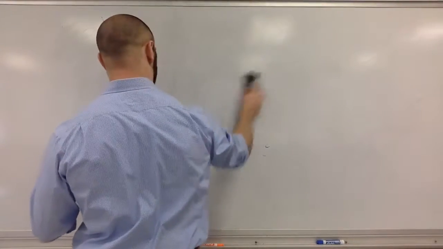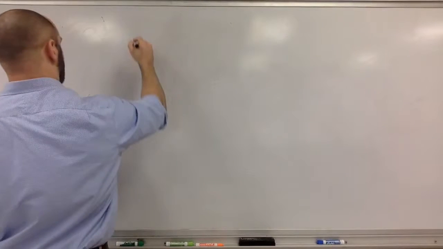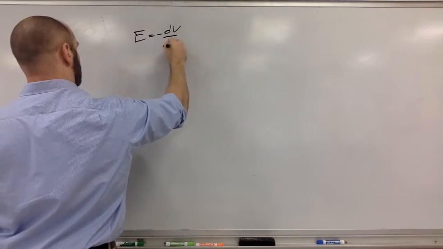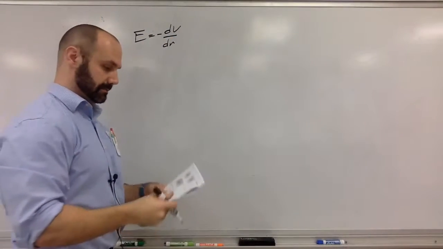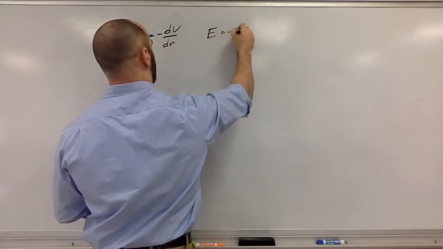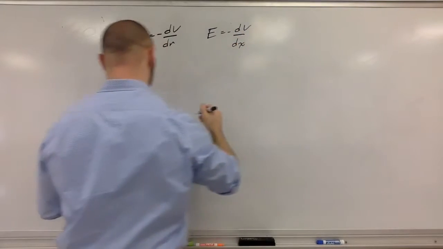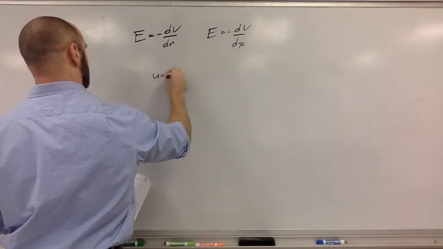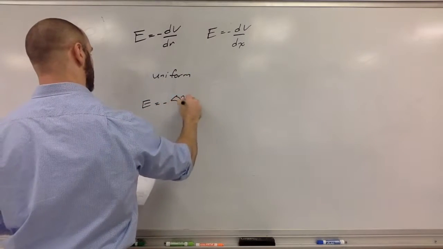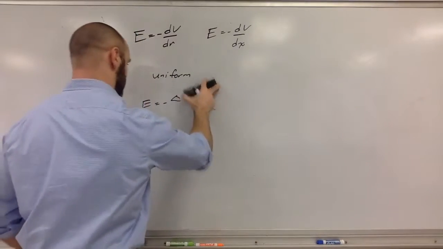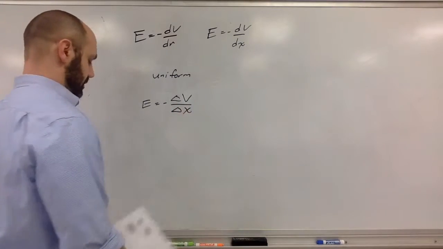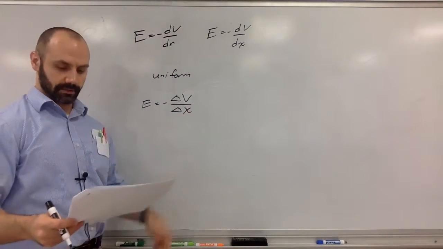There are 3 boxes on this page that we're filling in. This one, in general, the electric field is negative dV dr. Again, it could be R, it could be S, one of those things. So E is negative dV dx, something like that. In a uniform field, if it's uniform, then E is negative delta V, sorry, that's not velocity, we're talking about voltage, delta V over delta X, or delta R, one of those things.